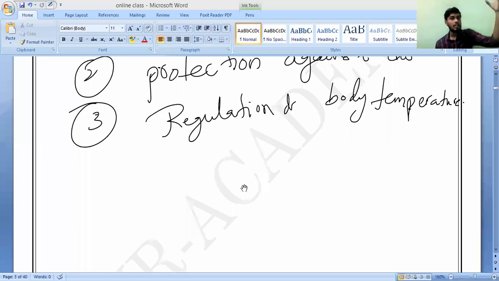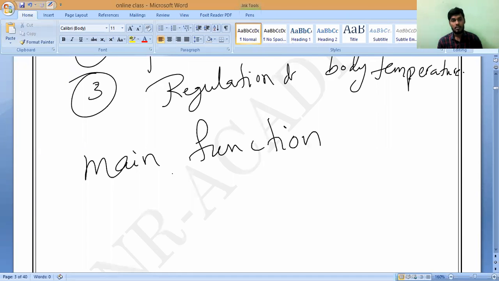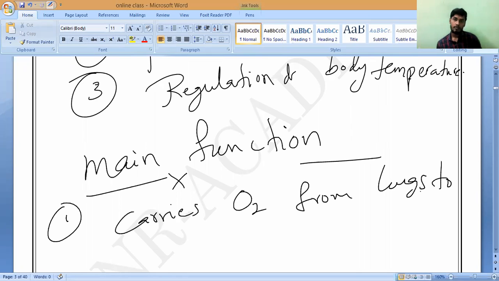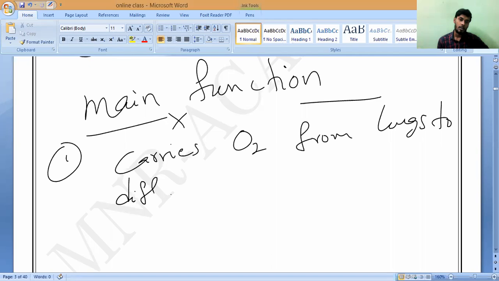Blood carries oxygen from the lungs to different parts of the body. Is it yes or no? Yes, sir. Main functions. So now we are just splitting, that's all. So, carries O2 from lungs to different parts of the body. Note it down.